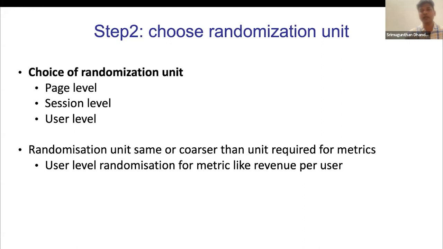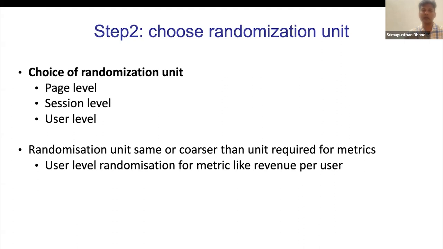In some cases, people don't even randomize. I have seen A/B testing experiments where, say, in the US, the East Coast is treatment and the West Coast is control. That is not actually a good practice. So it is best to do some kind of randomization by picking a randomization unit.